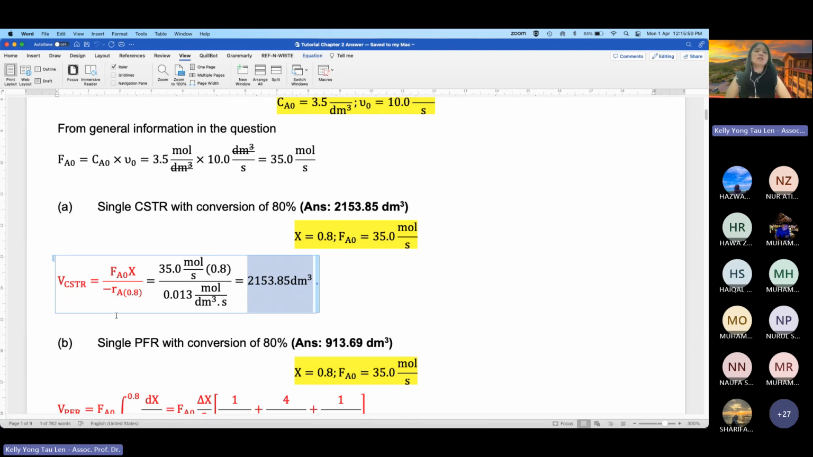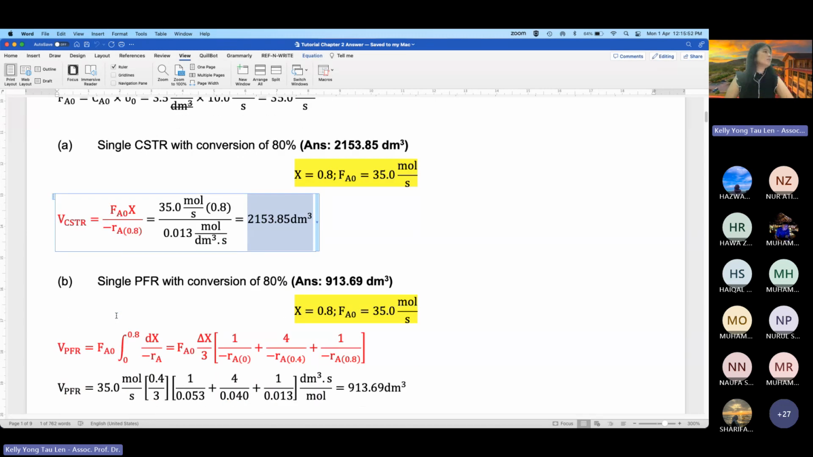Okay, that is very easy. I assume that this will not be a problem for you. Right, so let us go to the second question, single PFR. Now we're doing PFR with the conversion of 80%. So this is a single PFR where the conversion goes from 0 to 0.8. If you remember, the formula for PFR is slightly different, right? So the volume of PFR equals FA naught, integrating from 0 to 0.8.